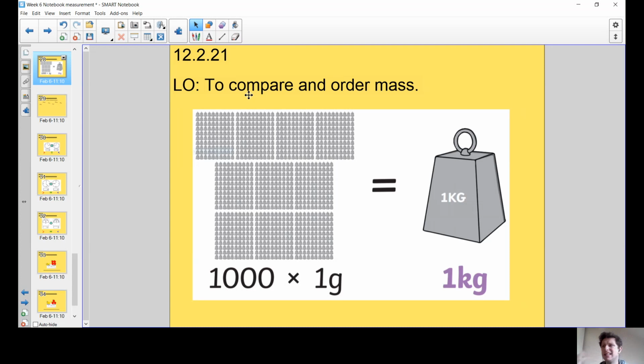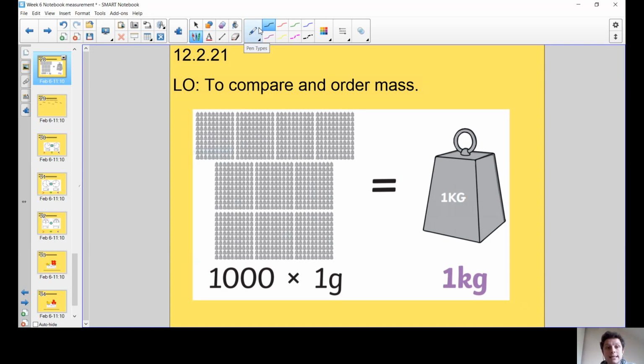So comparing, essentially, is when you look at two or more things and you say, well, which one's heavier, which one's lighter. And ordering is when you put things in order, either from heaviest to lightest, or of course, from lightest to heaviest. So before we start, here's something you need to know.